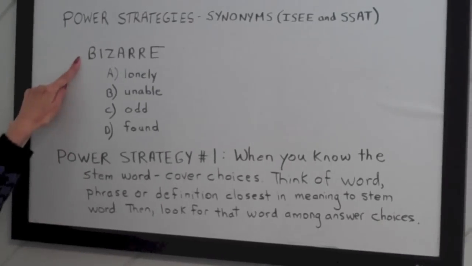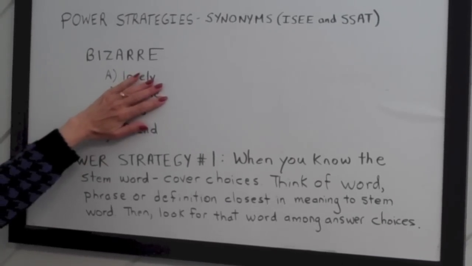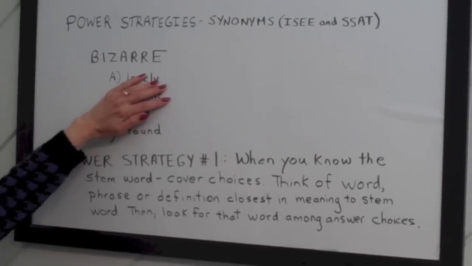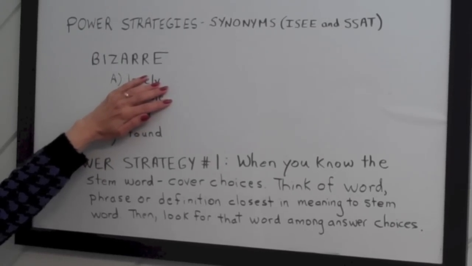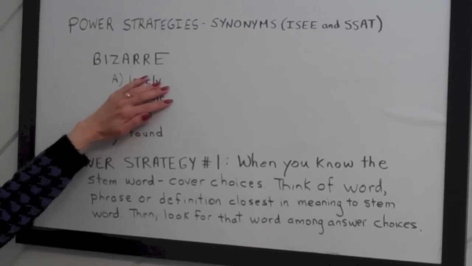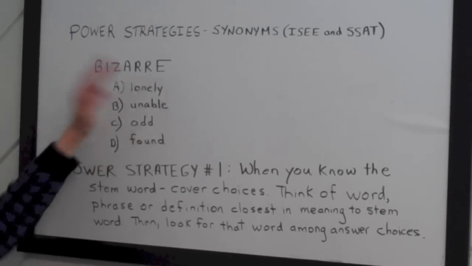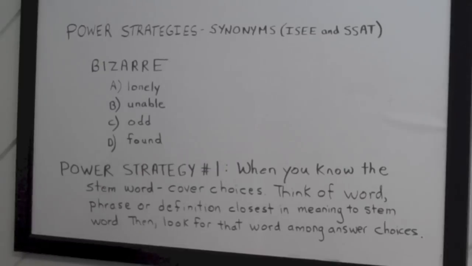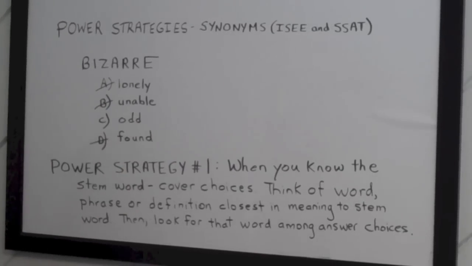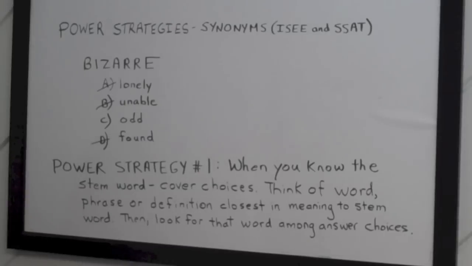When you know the stem word, cover the answer choices, and then think of a word, phrase, or definition closest in meaning to the stem word. Then look for that word among the answer choices. So for bizarre, say you think to yourself, strange is close in meaning. Then you're going to uncover the answer choices. Only doesn't work. Unable. Found. The closest in meaning to strange is odd, and there's your answer.